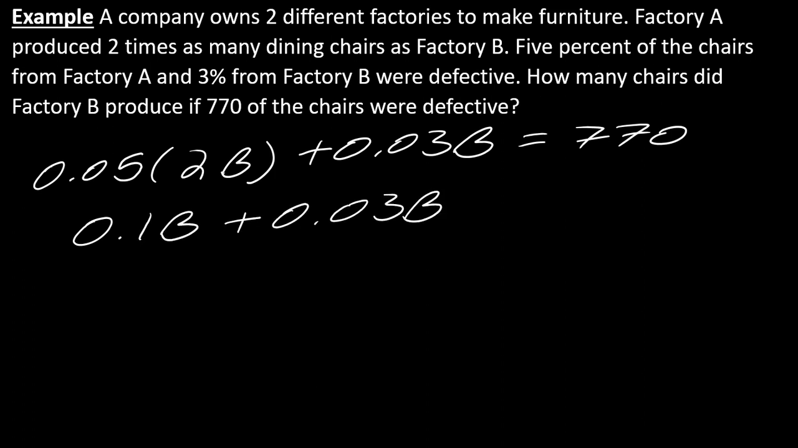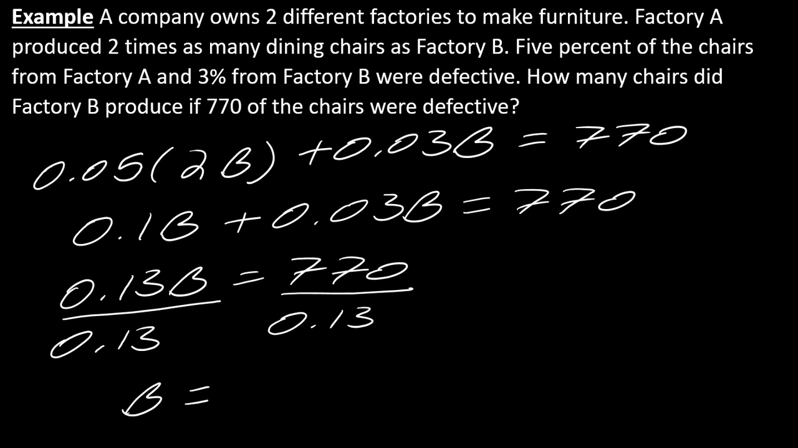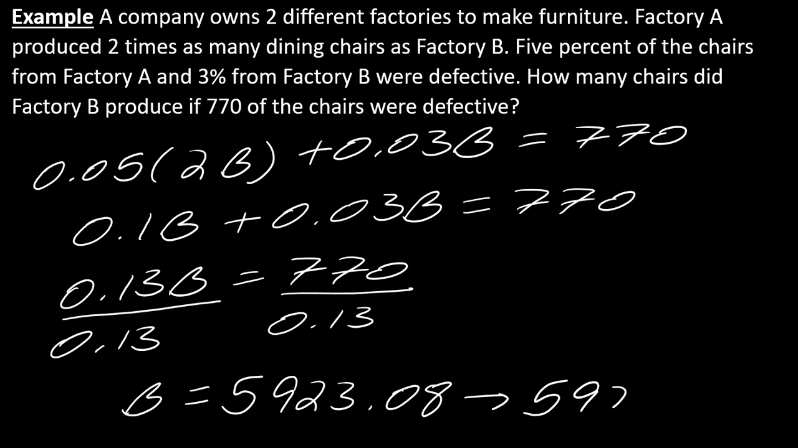Okay, so I'm going to go ahead and multiply these things out. And so then what I get is 0.13B equals 770. You can either move the decimals or not, but I'll just finish solving this as is, but you can use that good old decimal trick if you so desire. So this will equal 5,923.08, which I'm just going to round up to the next whole chair. So this is how many chairs B made. That's what it asked, right? How many chairs did Factory B produce? This would be how many.